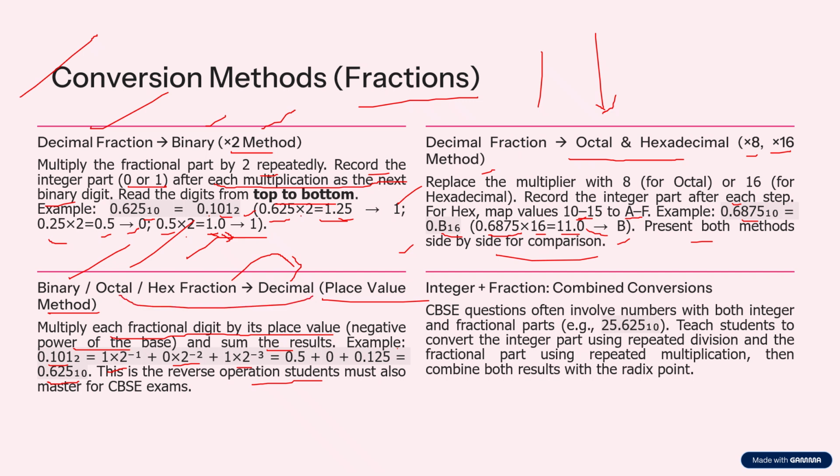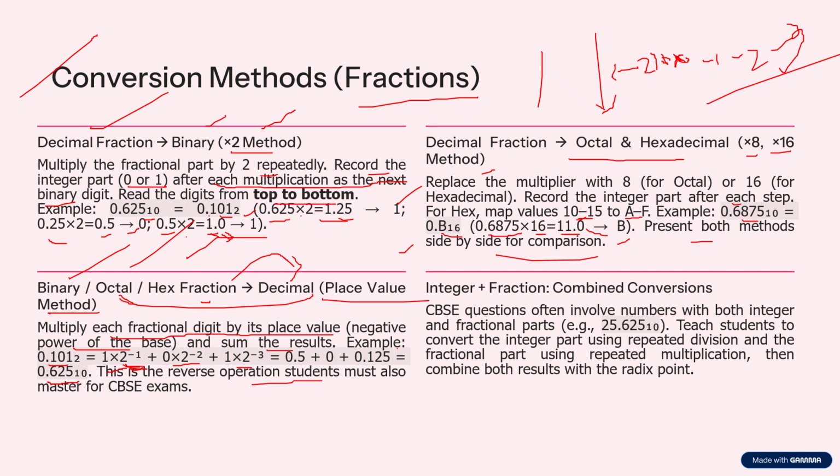For conversion of octal to decimal, instead of 2, we'll use the base of octal, that is 8. In case of hexadecimal, instead of 8, we use the base of 16. And the power will go from minus 1, then minus 2, then minus 3. That means before the decimal point, the powers are 0, 1, 2, increasing in this order. And after the decimal point, minus 1, minus 2, minus 3, like this.